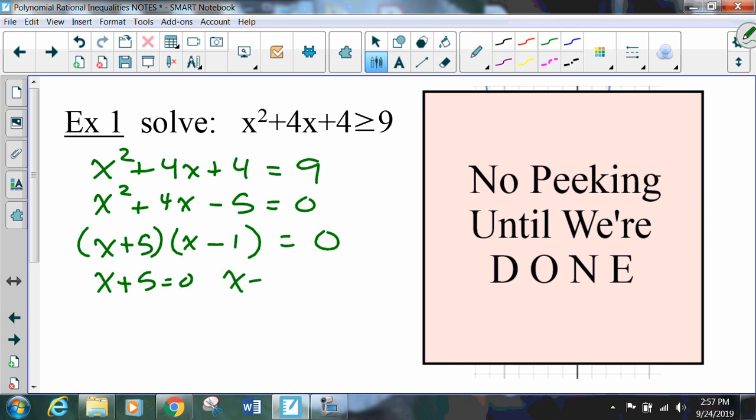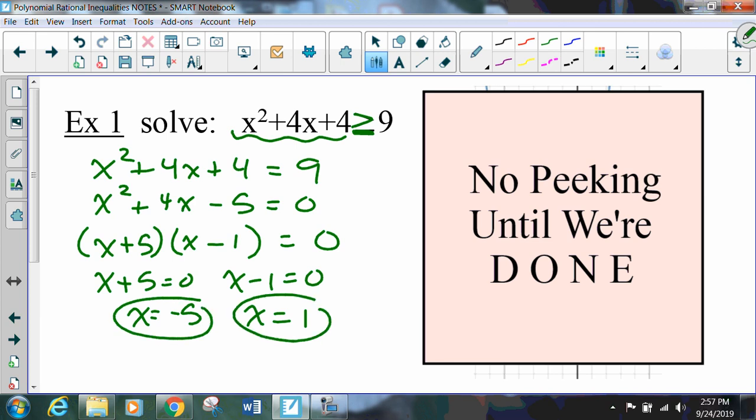So what have we done? We have solved part of this problem. It really says greater than or equal to, but we solved when this side is equal to 9. That happens when x is equal to -5 and x is equal to 1. So we've solved part of the problem, but how are we going to find out where this side is greater than 9?